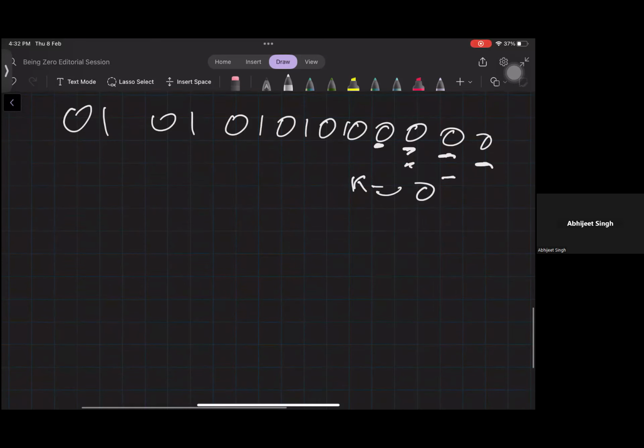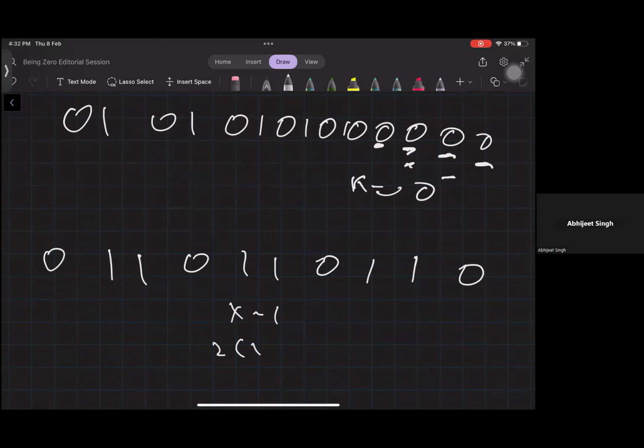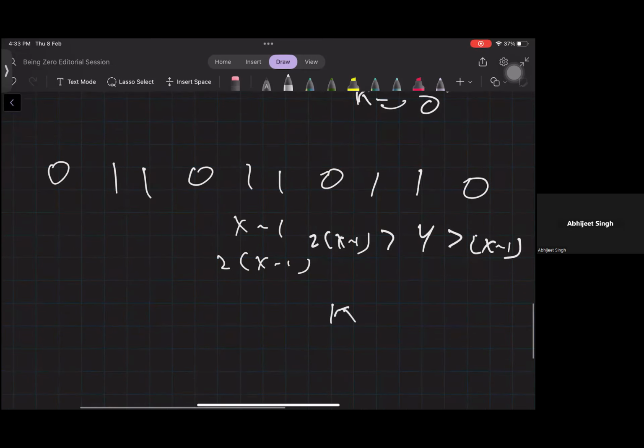The formula is basically deduced from placing zeros and wanting to place 1s between them. If k should be at least 1, there should be x minus 1 ones. If 2 ones should be present between each of them, there should be 2 into x minus 1. And if the number of ones, which is y, is between 2 into x minus 1 and x minus 1, then k will be the lesser one, like k will be 1 basically.